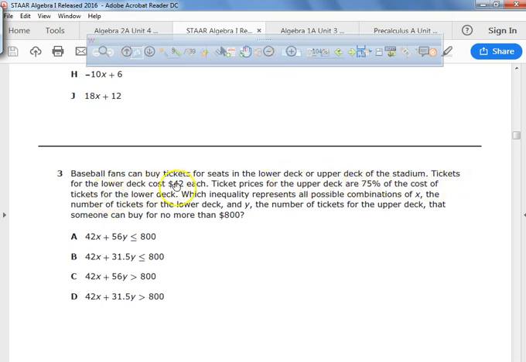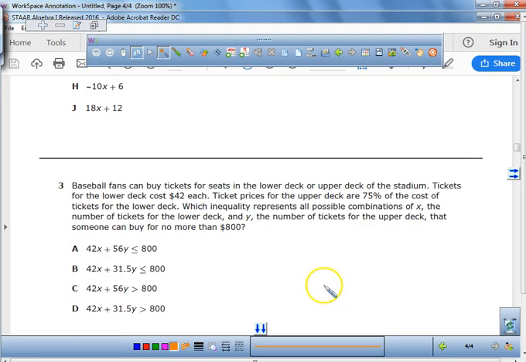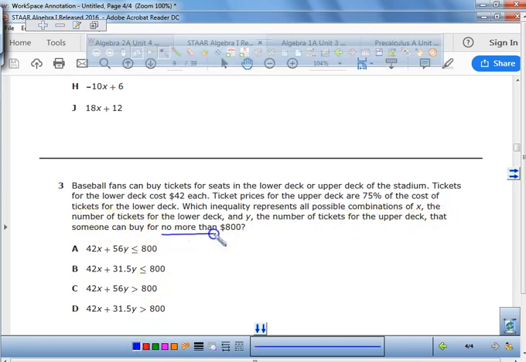Tickets for the lower deck cost $42 each. Ticket prices for the upper deck are 75% of the cost of the lower deck. Okay, so 75% of the cost. Which inequality represents all the possible combinations of x, the number of tickets for the lower deck, and y, the number of tickets for the upper deck, that someone can buy? Keyword, no more than 800. No more than, everybody, means less than or equal to. Okay? So here we go.